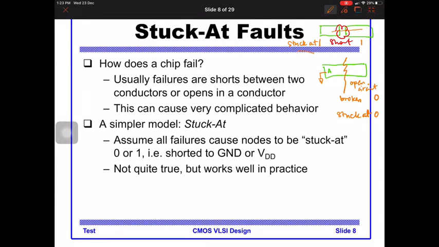So we assume this model, which is known as the stuck at faults. So you assume that any line, any wire can be either stuck at 0, which is shorted to ground, or stuck at 1, which is shorted to VDD. So this is a good model which works well in practice.